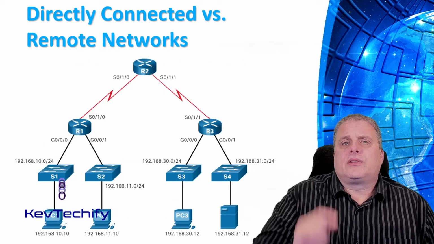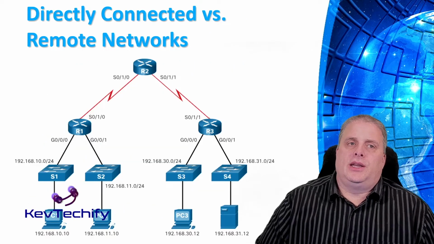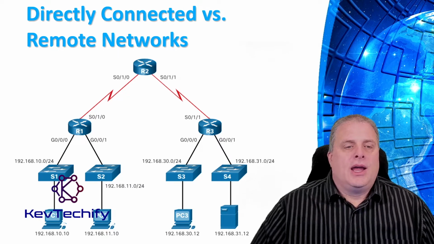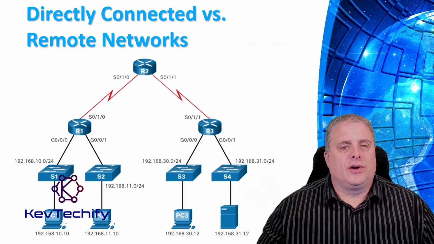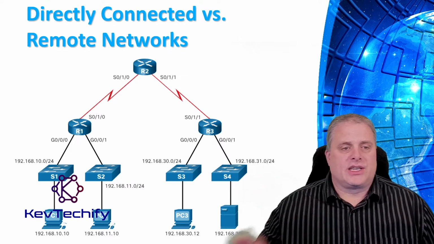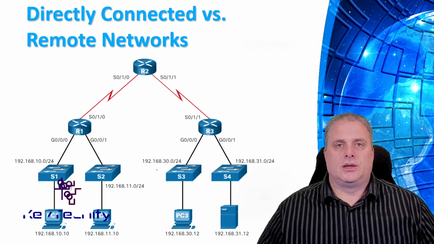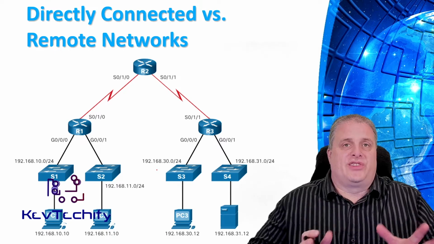We do need to have a little bit of a conversation on the idea of a directly connected network versus a remote network. Here we have a diagram. We have 3 different routers, with some devices connected on the end of R1 and R3. We've got 6 networks in this example.